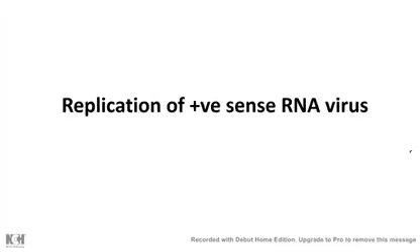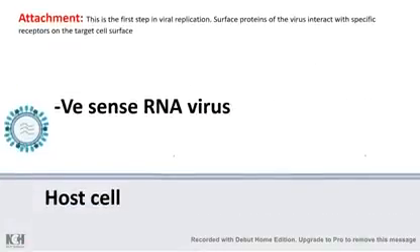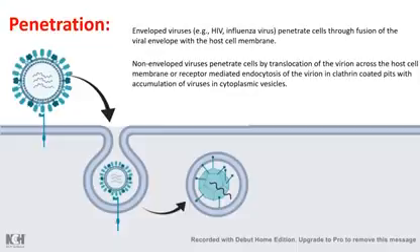Now let's talk about the replication of the negative strand RNA virus. Now the negative strand RNA virus can also enter the cell, just like the positive strand RNA virus I said. The enveloped virus could directly fuse with the cell membrane, or it could also enter by receptor-mediated endocytosis.